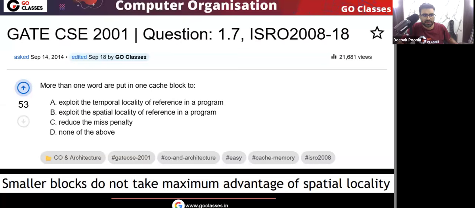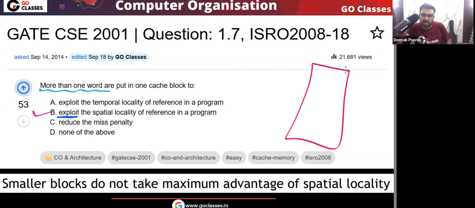Very simple. So for this GATE exam question, the answer is that we put more than one word in the cache block to take advantage of the spatial locality property. Exploit means take advantage of. The cache memory wants to take advantage of the spatial locality property. That is the reason the cache memory will fetch a block of data from main memory to the cache memory whenever there is a cache miss. Very simple. Okay, and let's see option A.